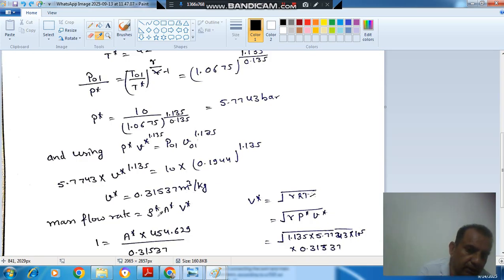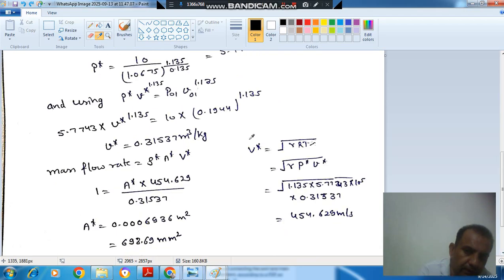And we know that the mass flow rate is rho star A star V star, where capital V is the velocity. Velocity is root gamma RT, and RT is equal to P star into specific volume star, because PV is equal to mRT. If m is 1, then we take specific volume here. So P star into v star will be equal to RT. Here v is specific volume, and now we can use this v star here. A star divided by this specific volume.